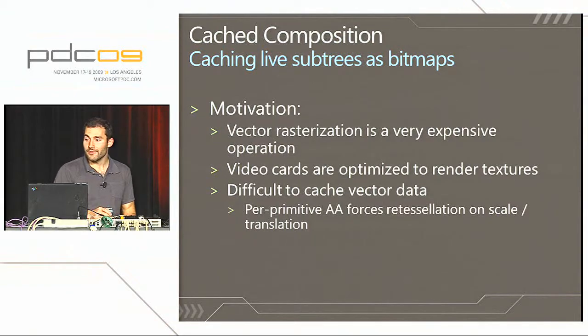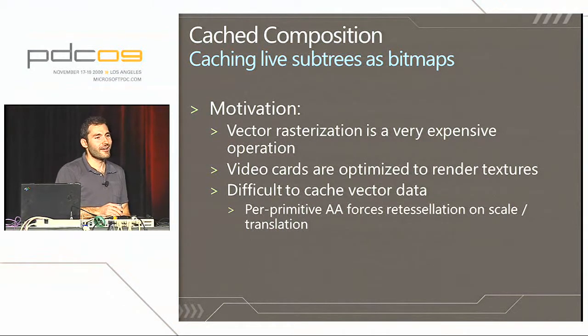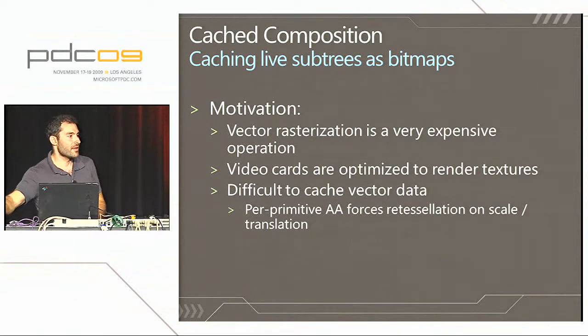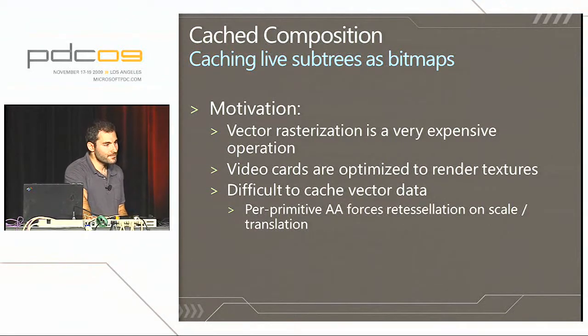So now moving on, and I see I've got 17 minutes left, so I'm going to go kind of quickly here. We introduced something called cache composition. This is another feature that Silverlight has, though WPF's implementation is somewhat different, so it's worth noting the differences. It basically allows you to cache a live subtree of your application as a bitmap.